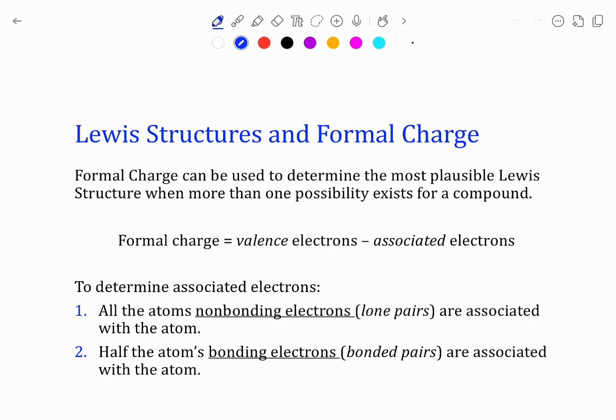Hi everyone, Dr. Burns here, and we are going to talk about our last topic in Chapter 6, which is Lewis structures and formal charge. Our new topic here is this formal charge word.